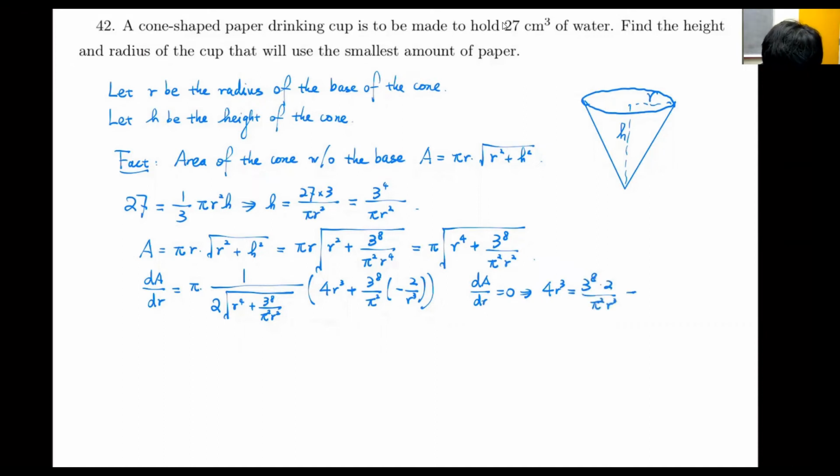So this will imply that r to the 6th power is going to be equal to 3 to the 8th power times 2 divided by 4 pi squared. And I can simplify this to 3 to the 8th power divided by 2 pi squared. All right, so this is the 6th power of r. If I take the 6th root on both sides, what will I get? I will get r equals 3 to the 8 divided by 6 over 2 to the 1/6 power times pi to the 2 over 6 power.